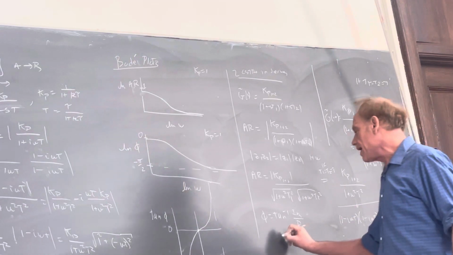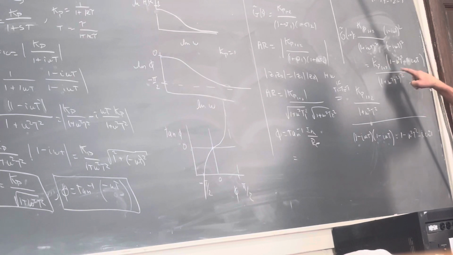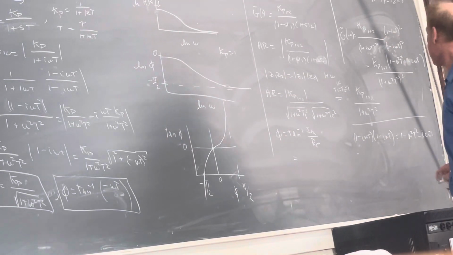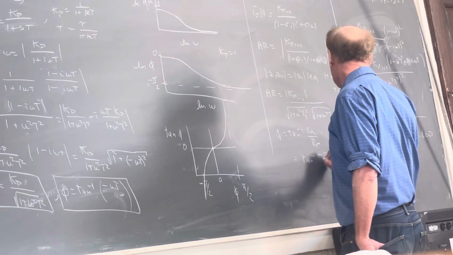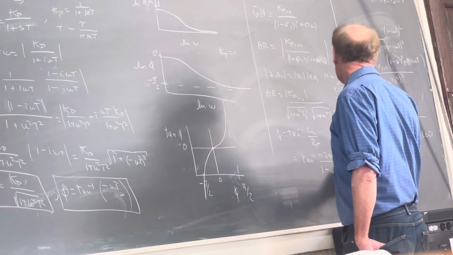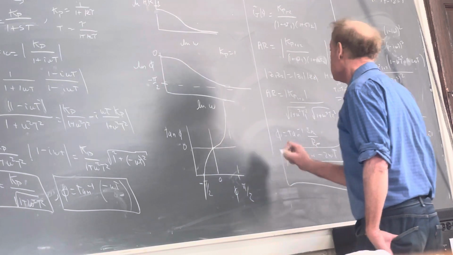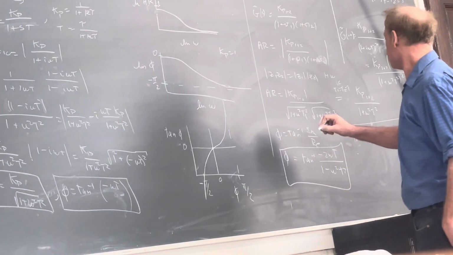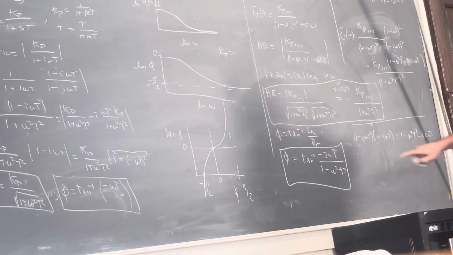Okay, so this algebra tells me that now all I need to do for phi is take the arctangent of the imaginary part over the real part. Again, since I'm taking the ratio, the coefficient factors out of the real part and the imaginary part in both the numerator and denominator, so it cancels. So what I have here is the arctangent of minus 2 omega T divided by 1 minus omega squared T squared.